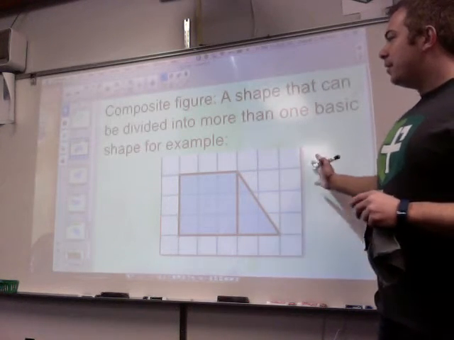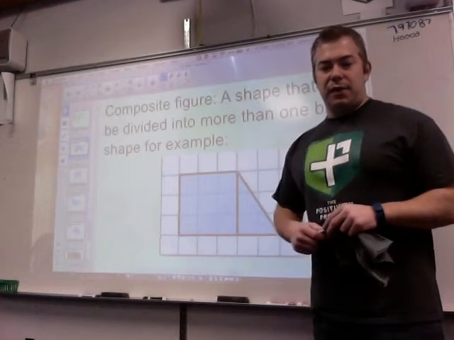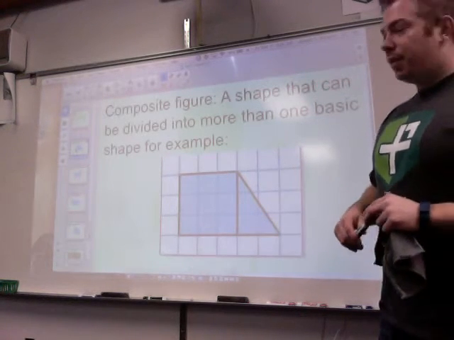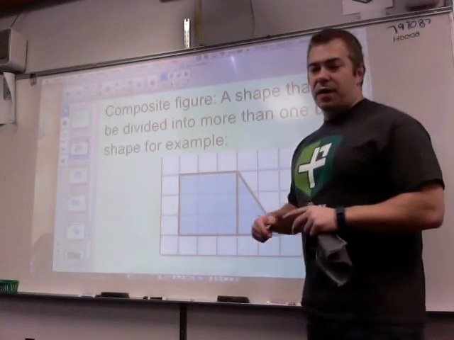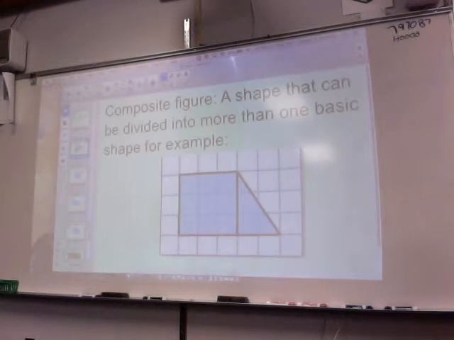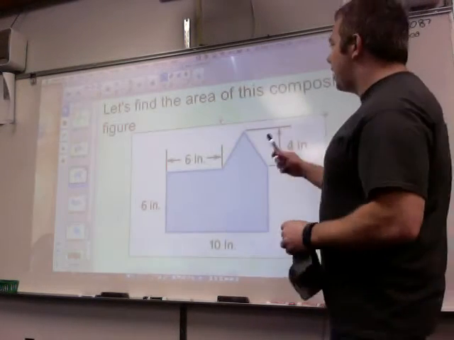Okay, so there's going to be figures you come in contact with or see that you might not have a formula to find the area, but you know the formula for other areas, so you can combine them, and that's why I think it's a lot of fun. Okay, so let's find the area of this figure.